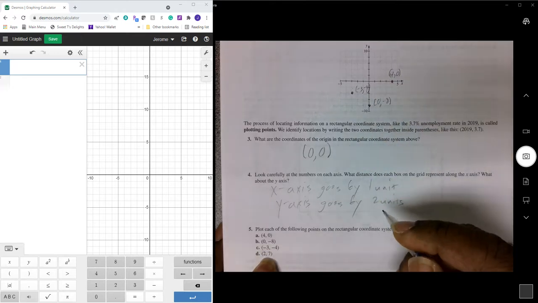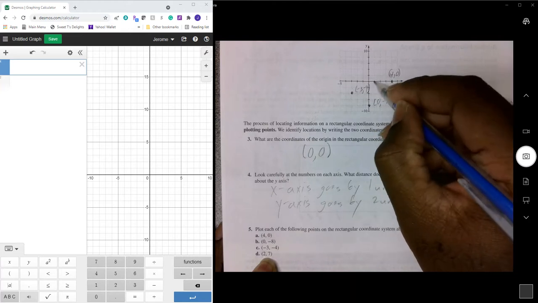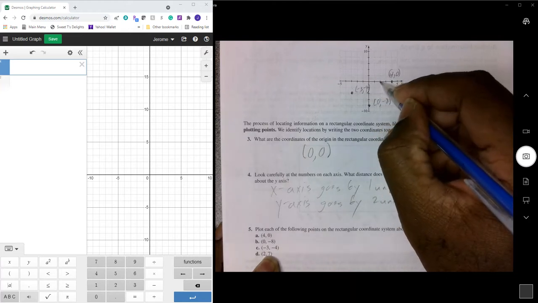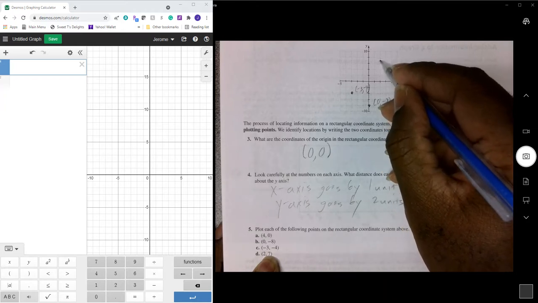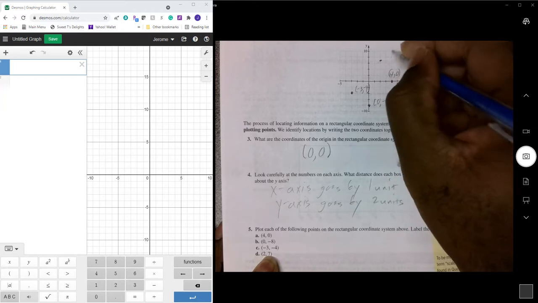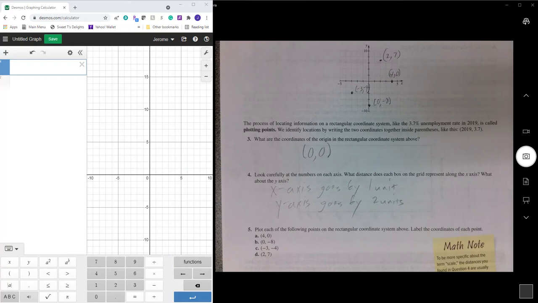And then last but not least, we have D, which is 2, 7. We go back to the origin. We'll go to the right 2. And then 7, that's in between 6 and 8. So we count 2, 4, 6, and it'll be right in the center between 6 and 8. So we add 2, 7. And so we plotted all of those points.